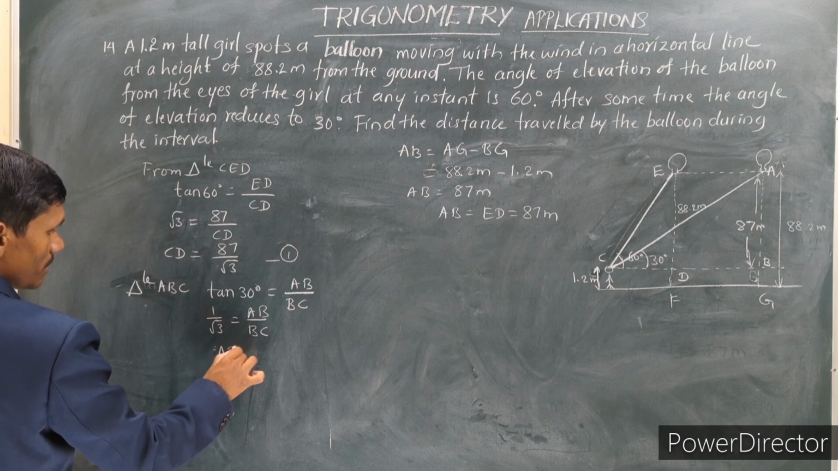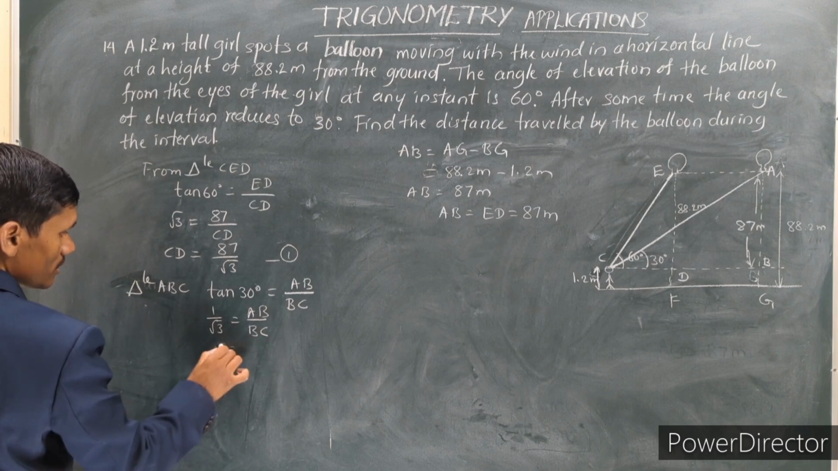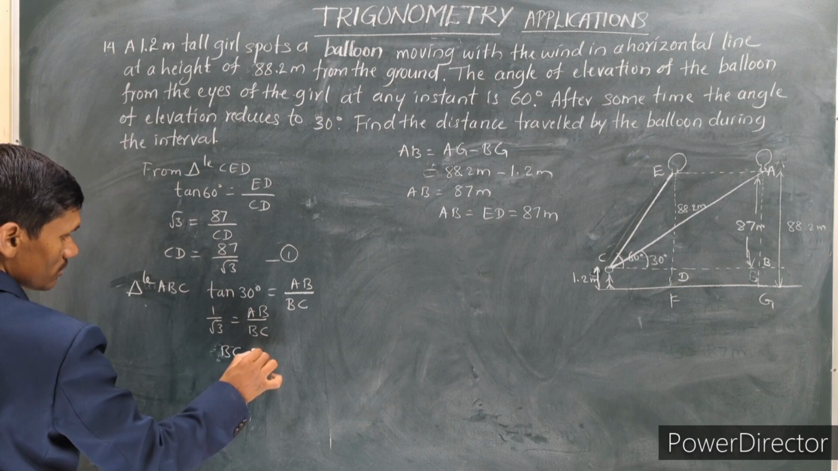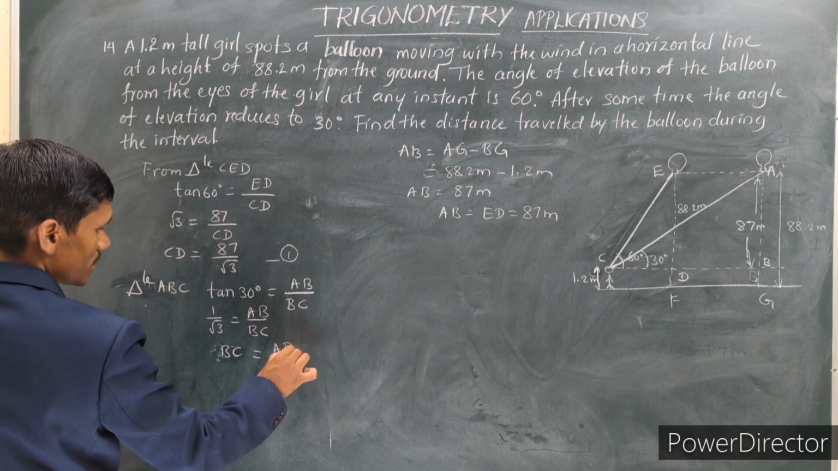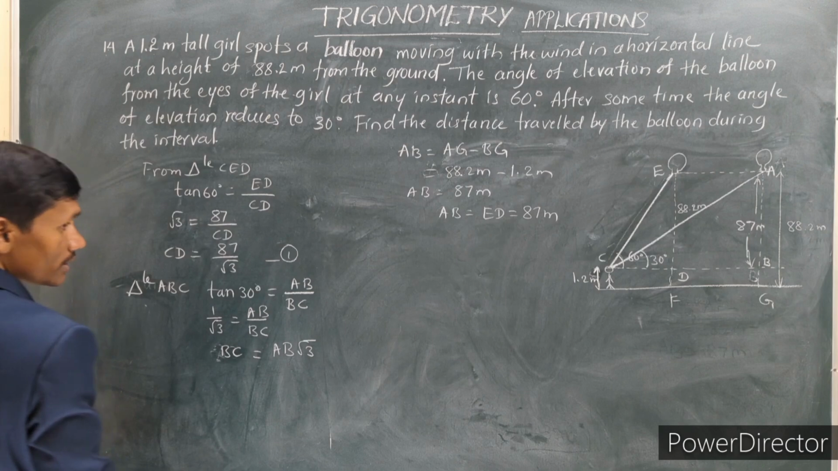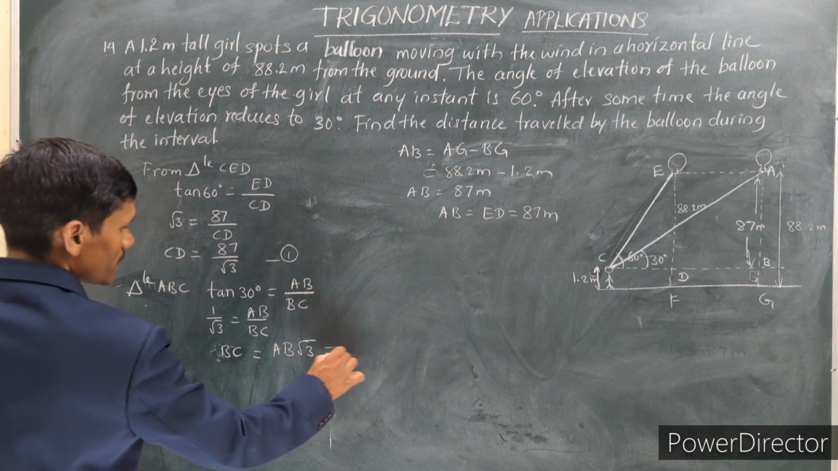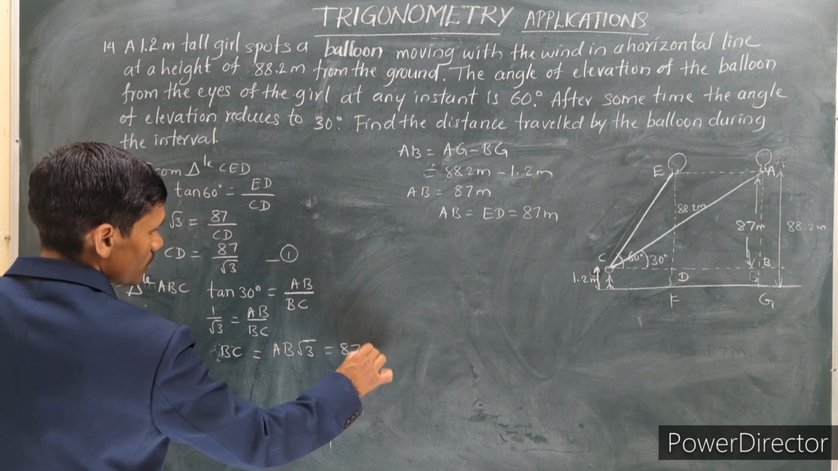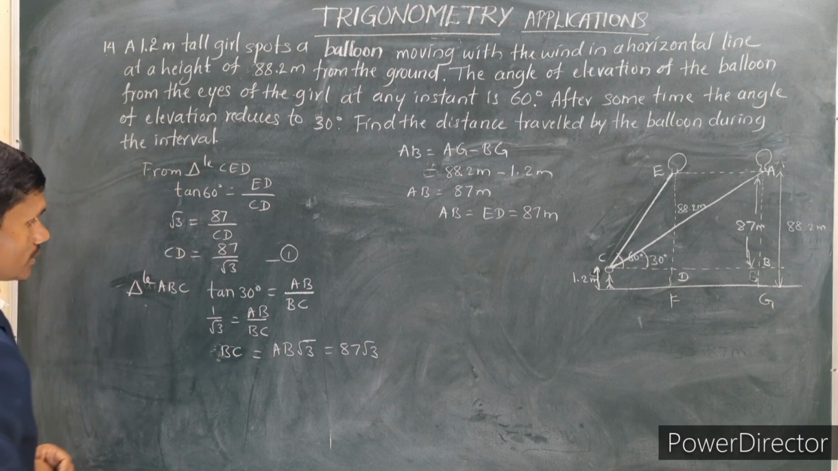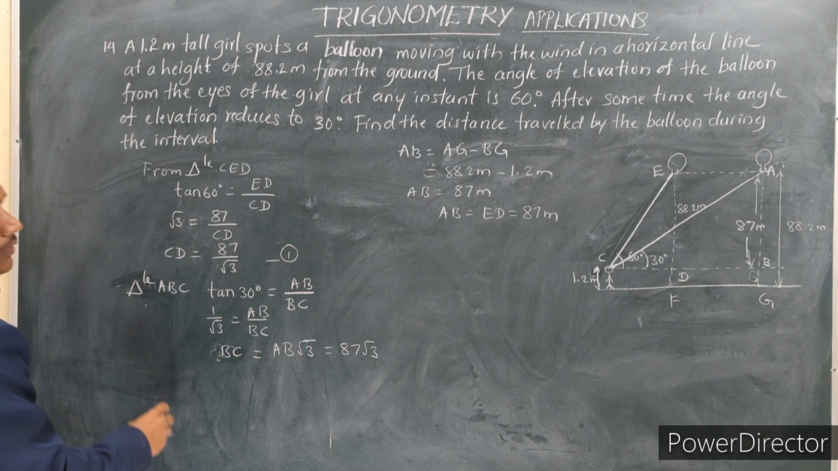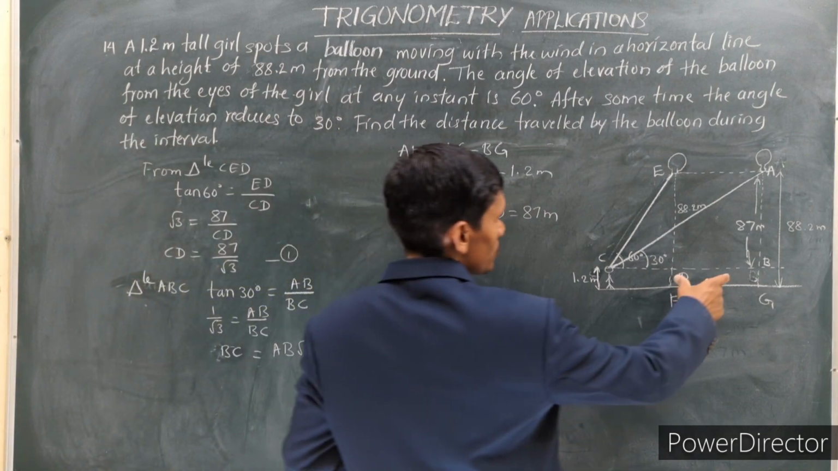So BC you bring this side, root 3 you take that side. This becomes AB root 3, right? AB is 87, so 87 root 3 you are getting. Okay, BC we got here. Now you go for this distance you want.